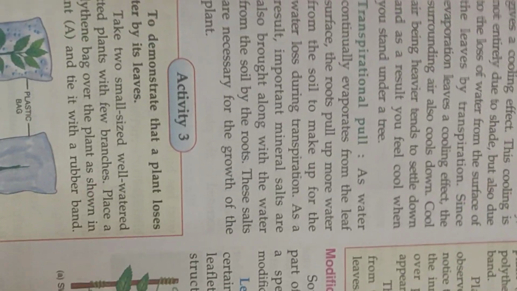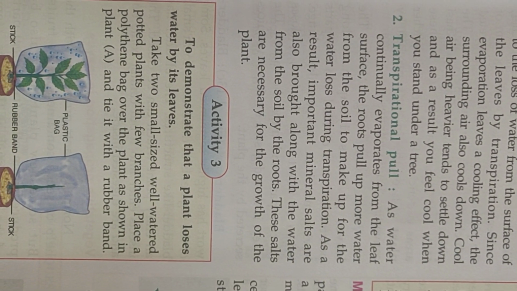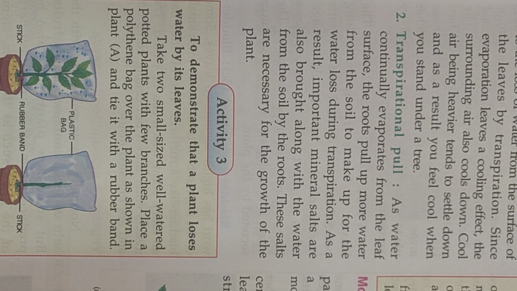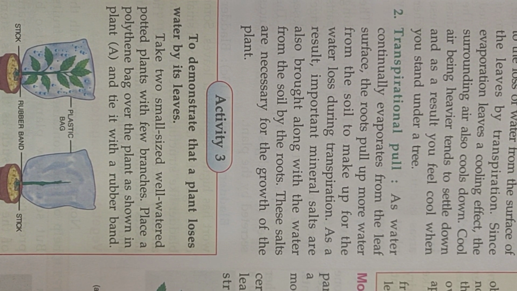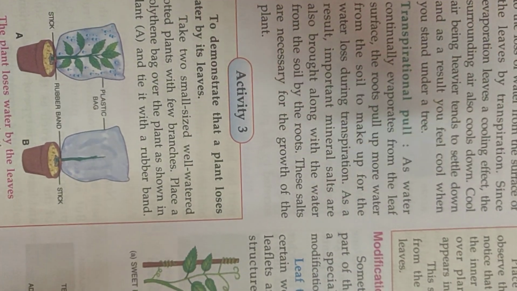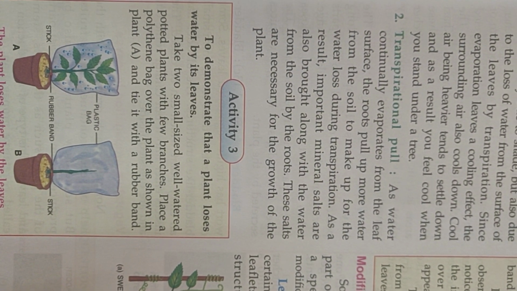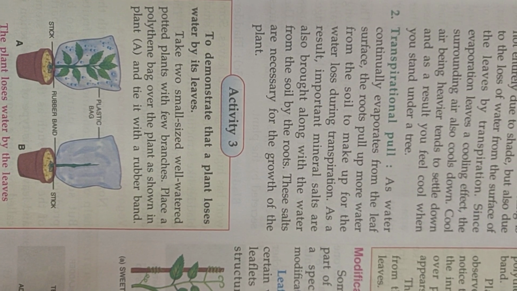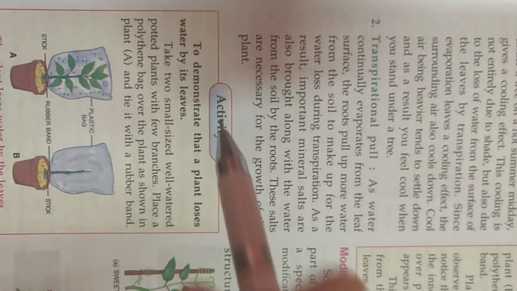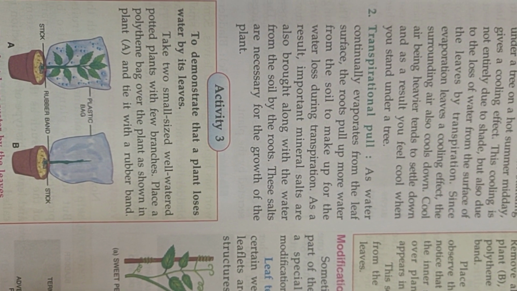Next is transpirational pull. You have to read this carefully. It's a very important procedure. As water continually evaporates from the leaf surface, the roots pull up more water from the soil to make up for the water loss during transpiration. So this is what I said earlier also, that if the leaf is losing water, then that space needs to be covered up by something else. For that, the root continuously absorbs water so that the water reaches the leaves.